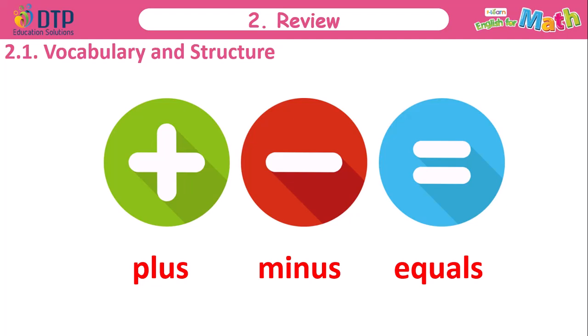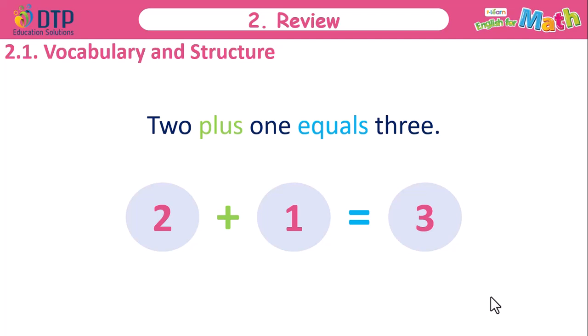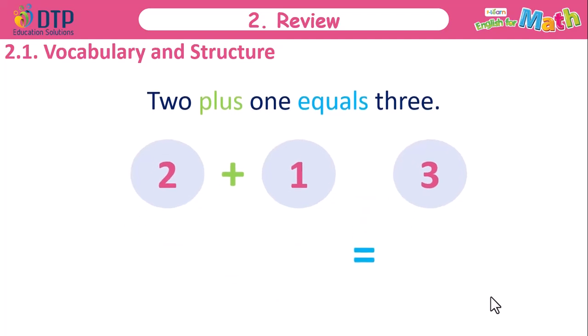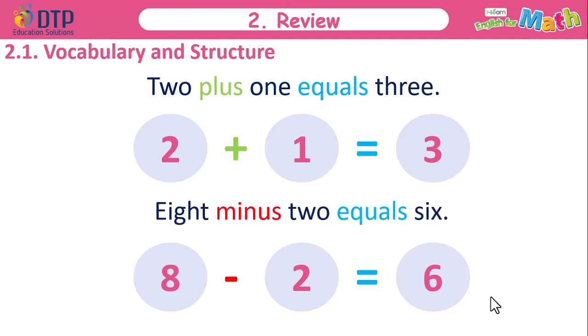Start with having them recall previously learned words: plus, minus, and equals. Then, ask the question to check if they remember and understand the structures. Finally, introduce the target language: 2 plus 1 equals 3, and correct their pronunciation and intonation as well. Do the same with the other sentence. Here we have 8 minus 2 equals 6.